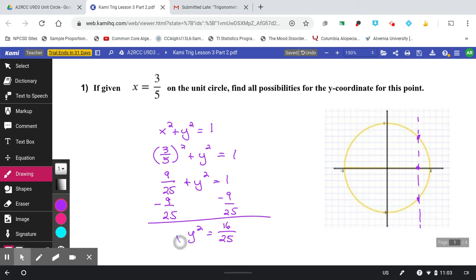And then you're going to go ahead and take the square root of both sides. And remember, when you take the square root of both sides, you get a plus and minus 4/5. Okay, so that means this would have to be a positive 4/5, so that would be (3/5, 4/5), and this here would be (3/5, -4/5). Okay, and that's how you would get your answer.